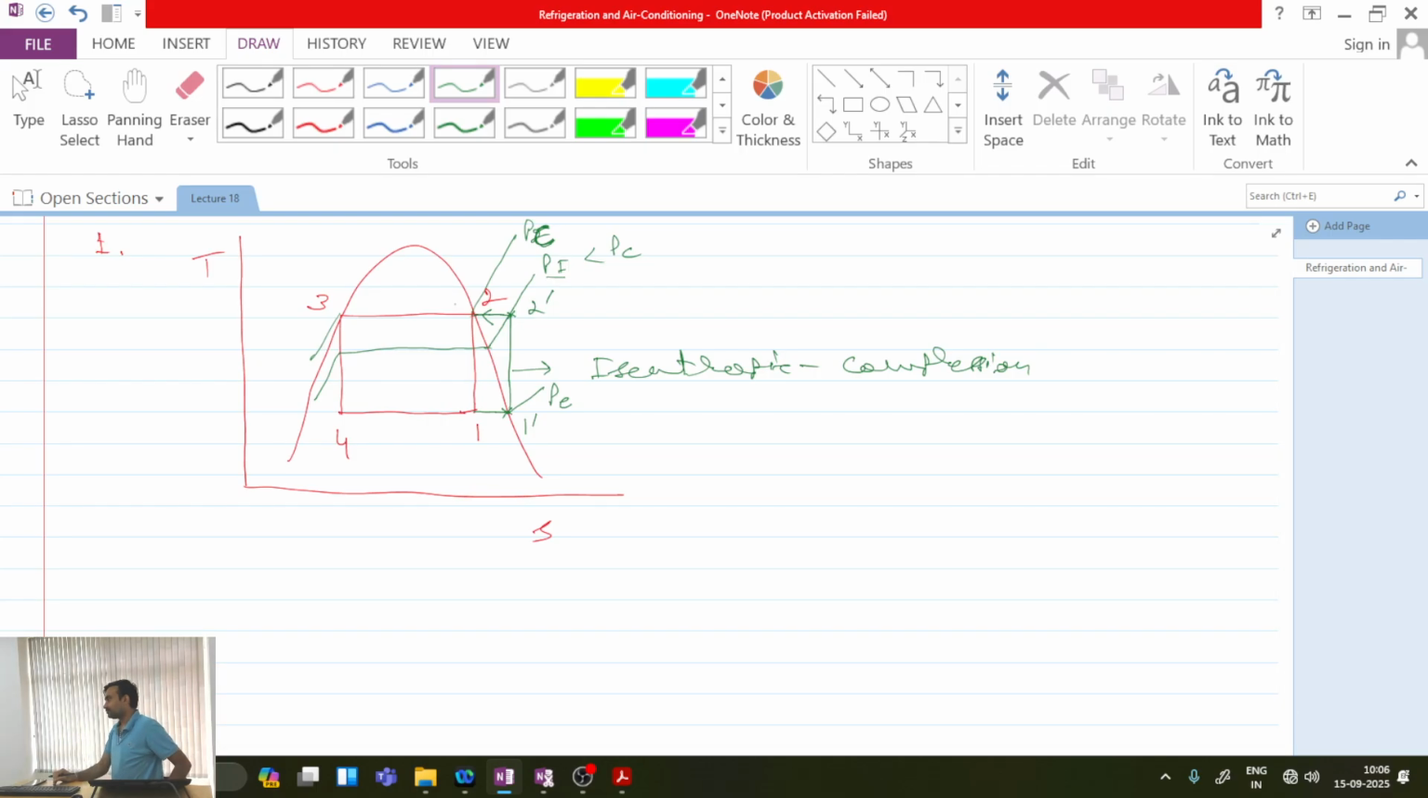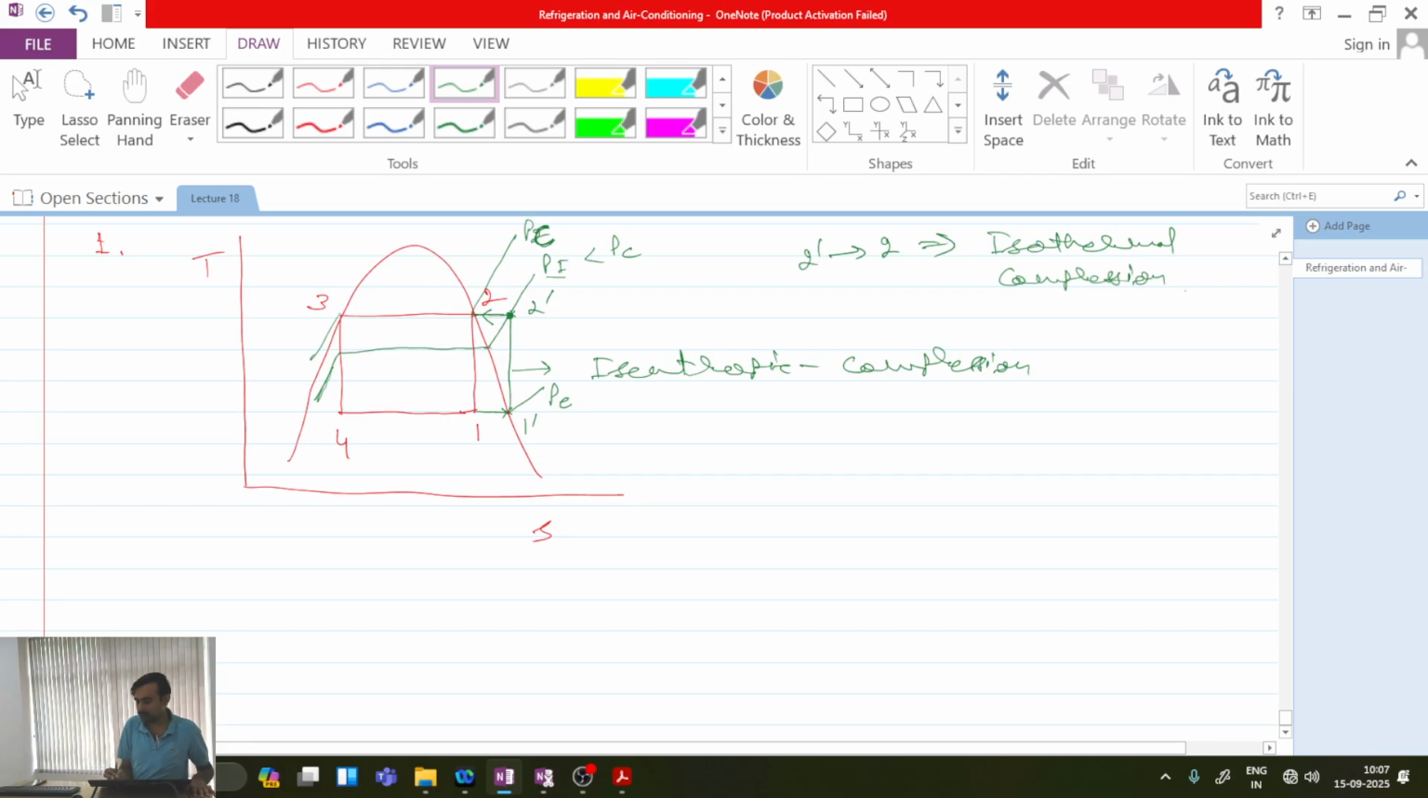Sir, the intermediate pressure line will not go to the saturated liquid? Yes, of course it is there, but I am stopping at this point, no? From this point I am not following this line, I am following this line because I have to maintain a constant temperature process, then only I'll be able to achieve the Carnot cycle. So 2 dash to 2 is the process in which temperature is constant but pressure is changing from PI to PC. So it's an isothermal compression process.